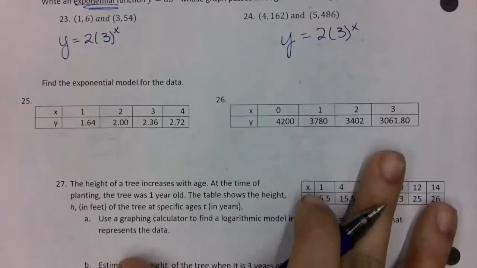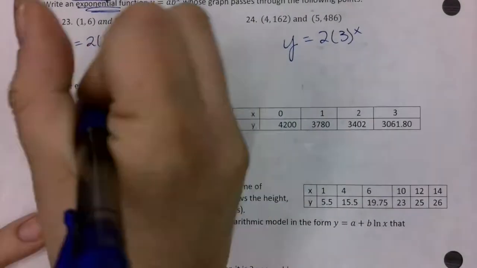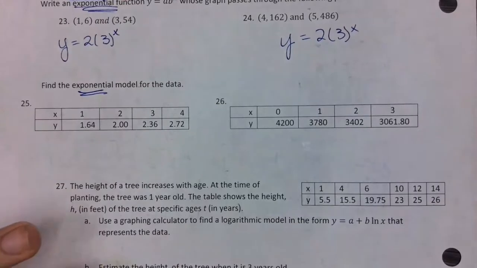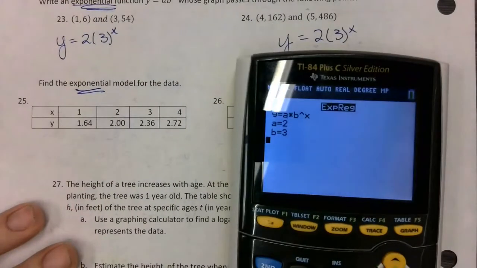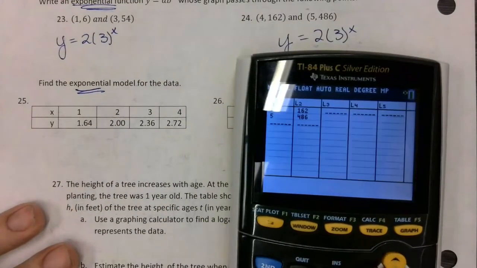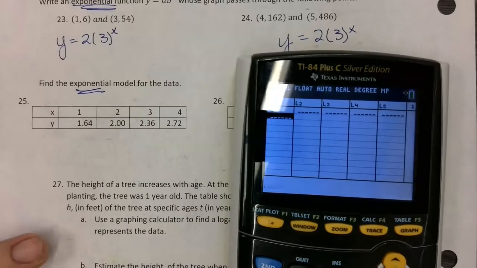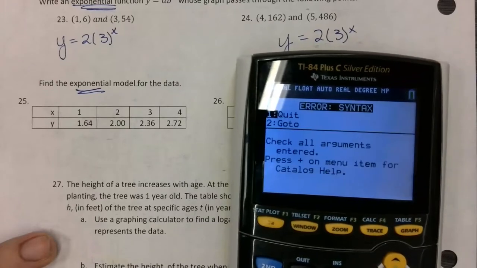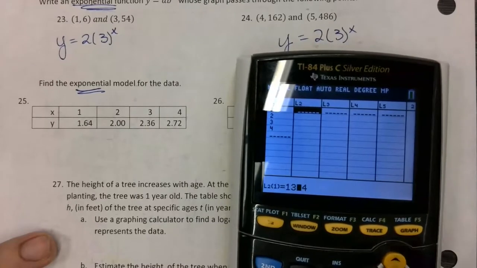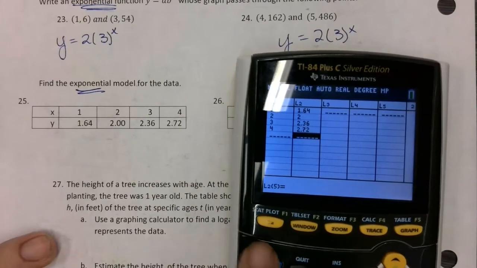Okay, these ones are the same. It says find the exponential model, so same thing I did up above. I'm going to do stat, edit, and then I'm going to clear out my list. I'm going to do 1, 2, 3, 4, then 1.64, 2, 2.36, 2.72. What? None of that saved. I go second mode.